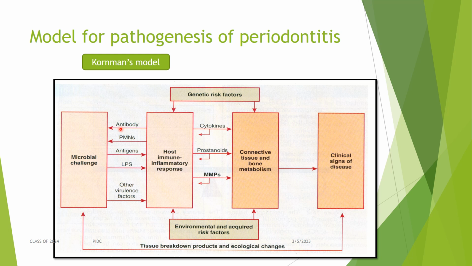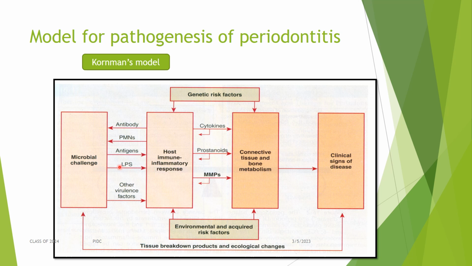We don't only release antibodies and neutrophils. Along with this, we tend to release certain immune mediators also, such as cytokines, prostanoids, and matrix metalloproteinases. These three don't only destroy the microbes but also tend to destroy our own connective tissue. So it is like an autoimmune response which is occurring. Because of that, connective tissue as well as bone metabolism is getting disrupted. The problem starts, and therefore there are clinical signs of disease again.